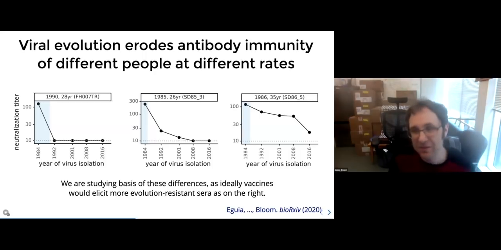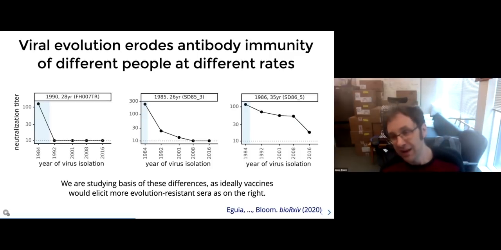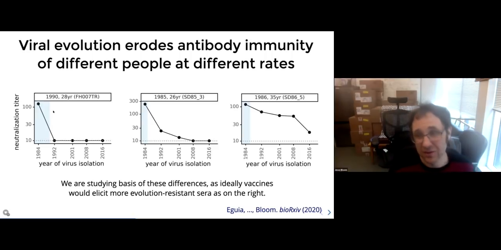And we expect that these differences are because different people are making antibodies that bind to slightly different parts of the viral spike. And we're right now trying to figure out what those differences in specificity are between evolution-resistant sera, like this one at the right, and evolution-sensitive sera, like this one at the left. Because you can imagine if you were to try to make a vaccine against a coronavirus, you would like it to elicit evolution-resistant immunity, such as that at the right.